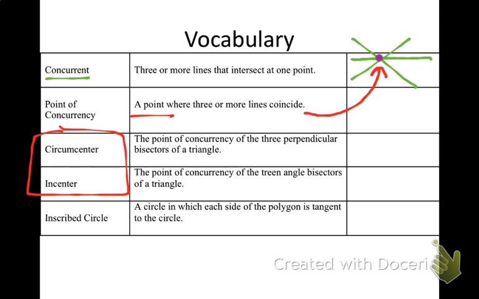Don't cross it off. Circumcenter and incenter. Circumcenter is the point of concurrency of the three perpendicular bisectors. So what happens here is all of the perpendicular bisectors of a triangle actually intersect at one point. It's kind of unique. That point is called the circumcenter. Now there are a lot of unique properties on both of these items. I'm going to show you a right triangle. In a right triangle, if I have the perpendicular bisectors, something like that, something like that, something like that.